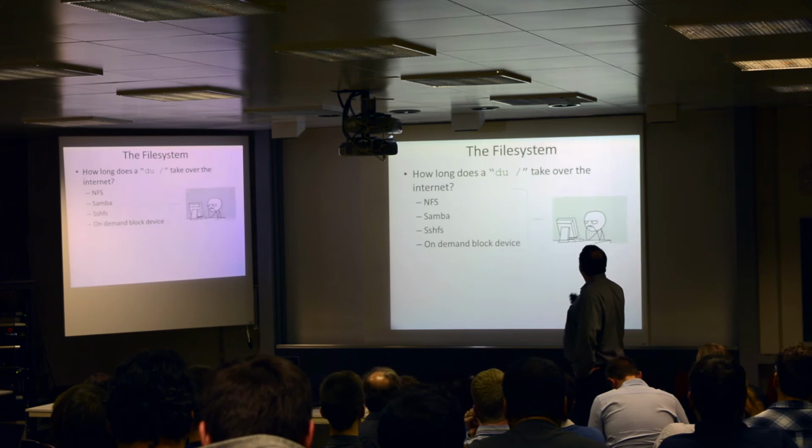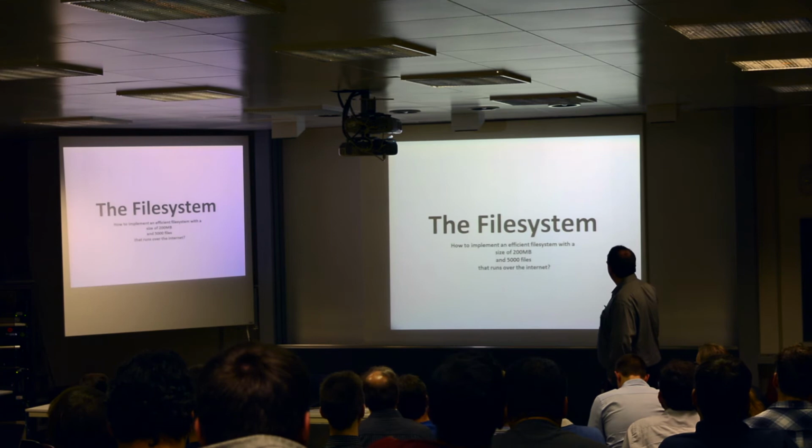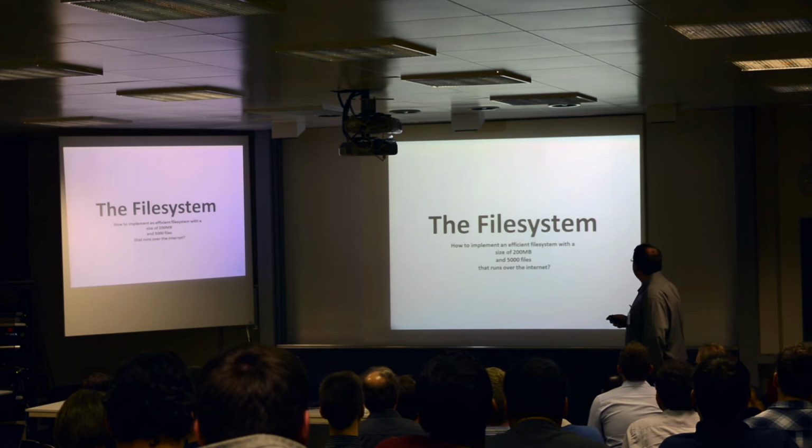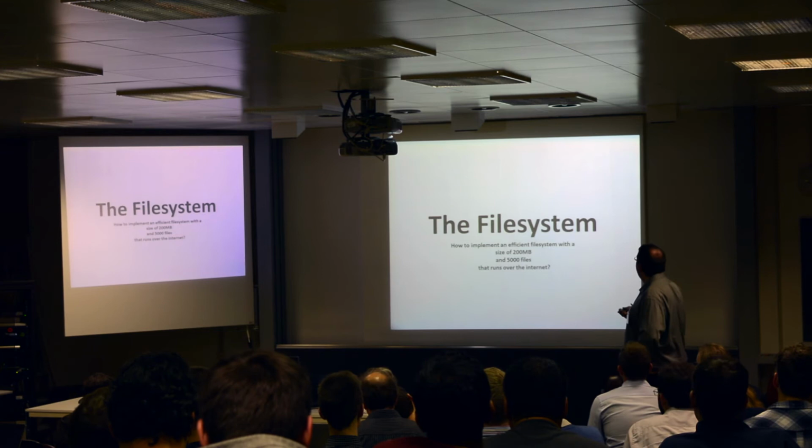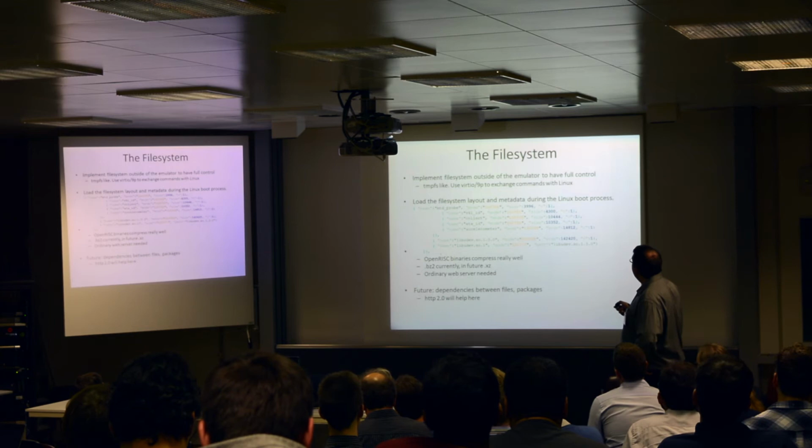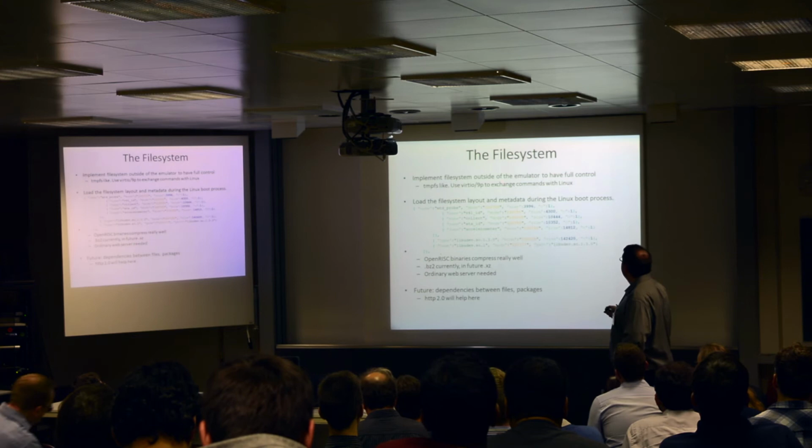I had the problem: I have 200 megabytes, I have 5,000 files, and I have to load it on the internet. So obviously when you load the website, you don't want to load 200 megabytes. So I had to solve something. How does it work? I've implemented my file system outside, in the browser. I load the file system layout from the Linux boot process, which looks like this, just a JSON file format, and then I can load each file here and so on.